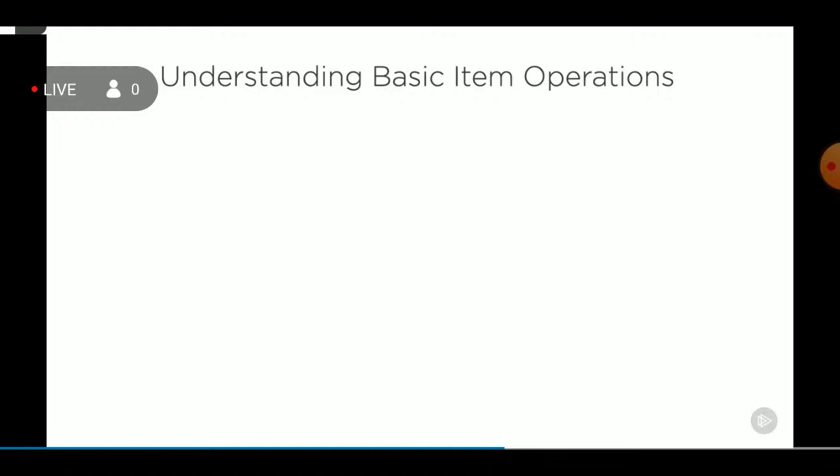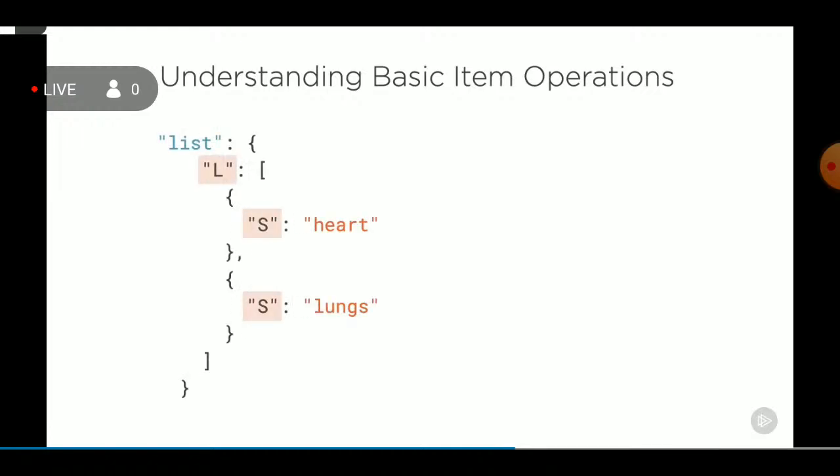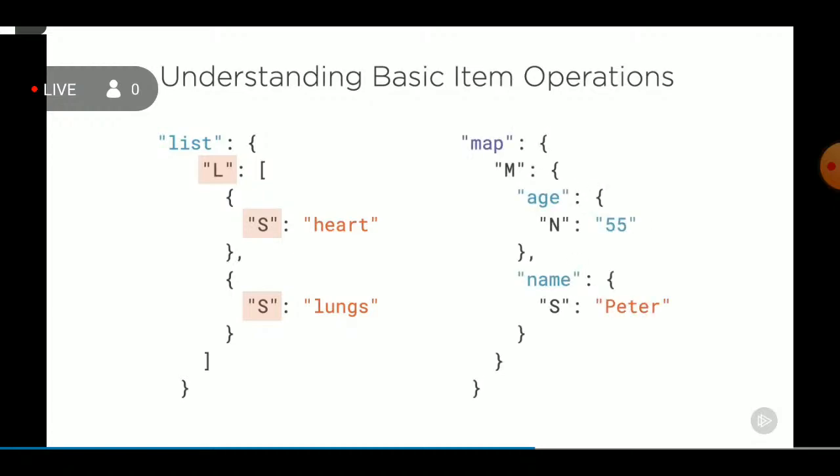List data type would be returned like so. We can see capital L, which is an identifier for list data type along with its elements. In this case, two strings identified by capital S. A map would be returned like so, with capital M as map identifier and two attributes within it. In this case, attribute name age with a value of 55 identified by capital N, and attribute name name with a value of Peter identified by capital S.